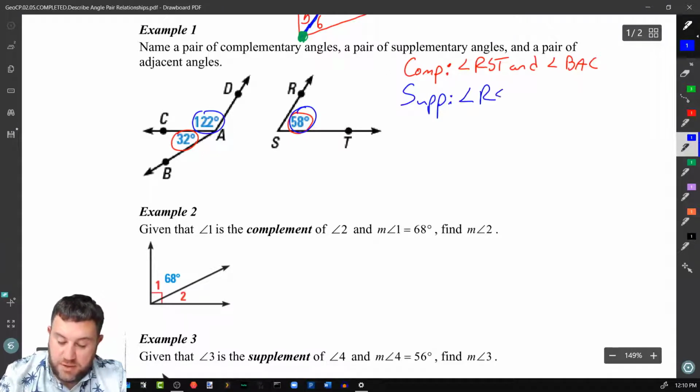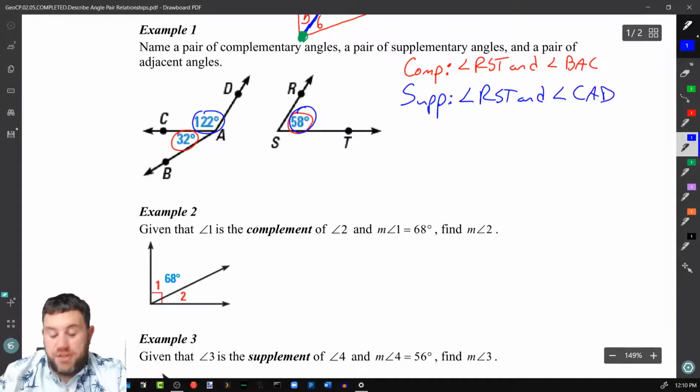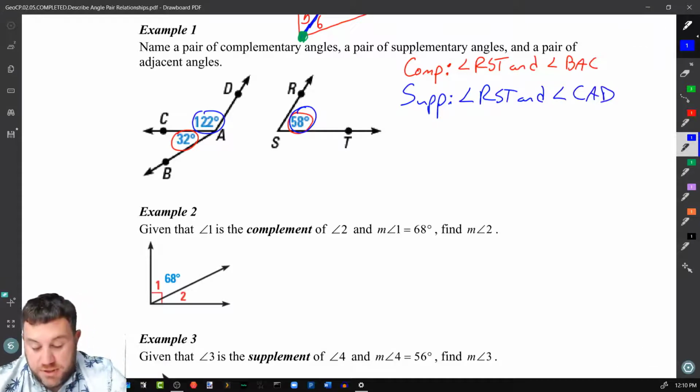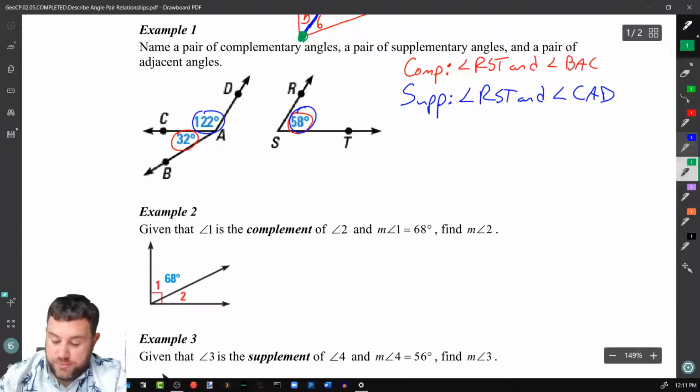So we'll say angle RST and angle CAD. And remember, you could name each of these backwards. So this could be TSR and DAC. That would be fine, as long as that vertex is in the middle.